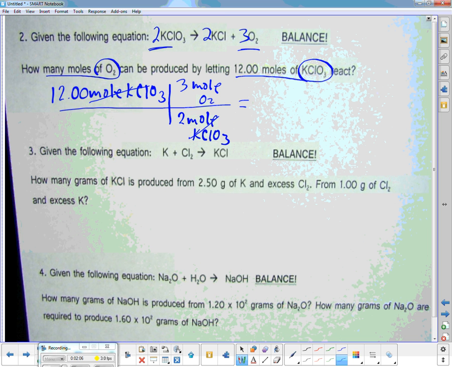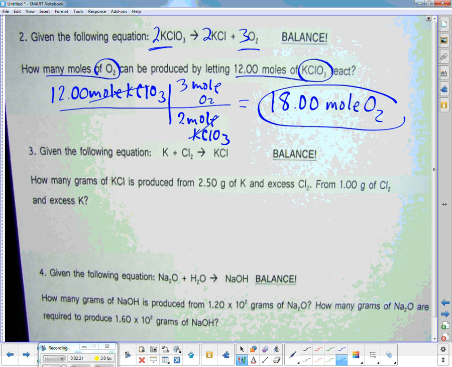I can do this really quick in my head without even a calculator. 12 divided by 2 is 6 times 3 is 18.0 moles of O2. Done. Okay, I'm going to help you with the first couple here, but then I'm going to turn this time over to you to work on the rest of this.